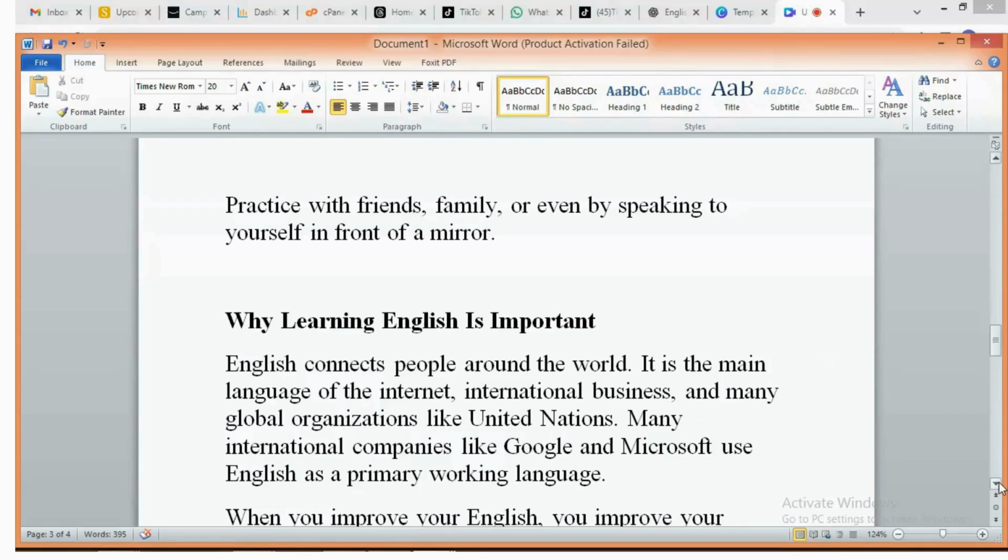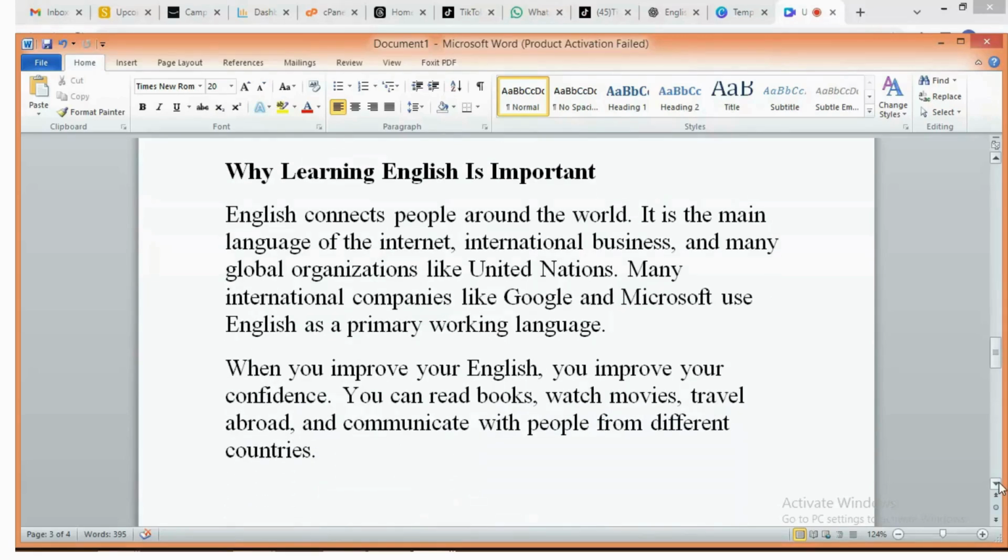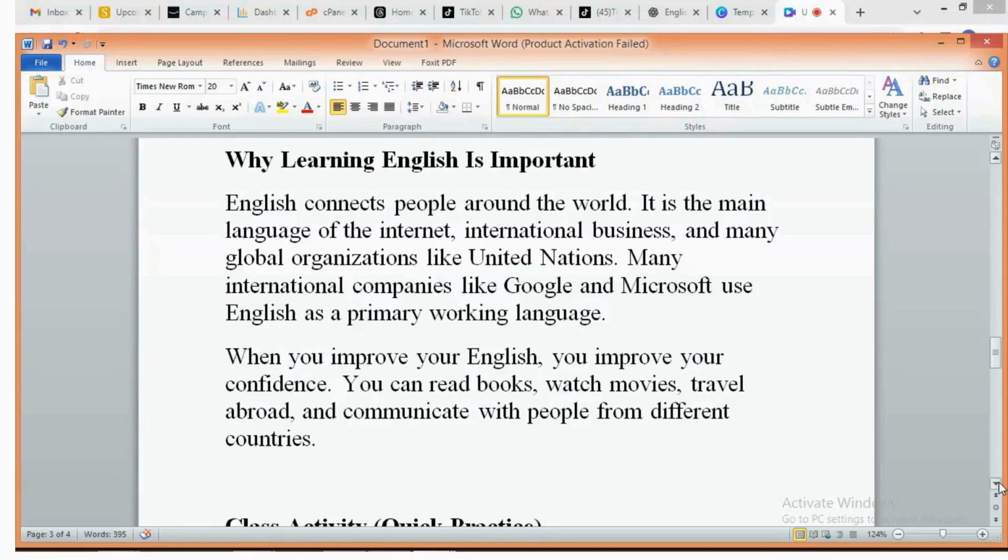Why is learning English important? English connects people around the world. It is the main language of the internet, international business, and many global organizations like the United Nations. Many international companies like Google and Microsoft use English as a primary working language. When you improve your English, you improve your confidence. You can read books, watch movies, travel abroad, and communicate with people from different countries.